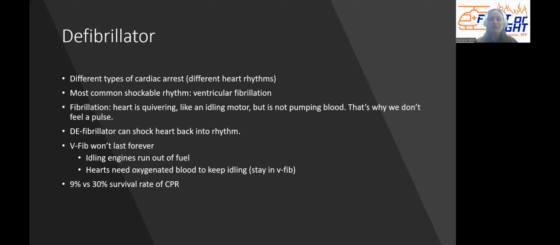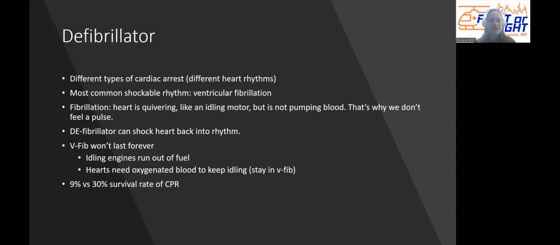Now, as we know, the ventricles are the pumping part of the heart where blood exits the heart, where it gets pumped over to the lungs or pumped out to the body through the left ventricle. And fibrillation is the interesting word here. So if somebody has a shockable rhythm, it's commonly ventricular fibrillation or v-fib. And what is fibrillation? Well, fibrillation basically means the heart's quivering.